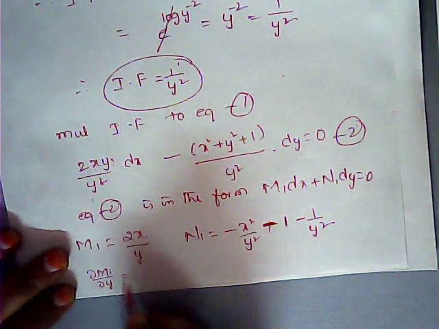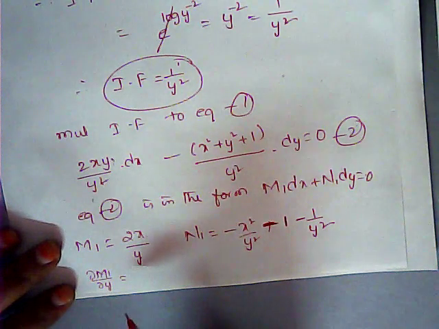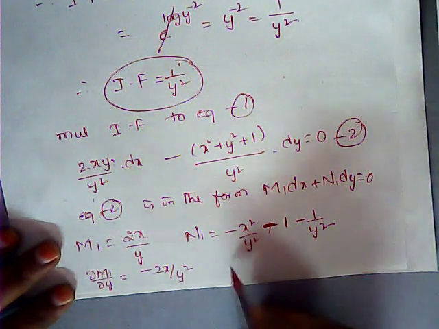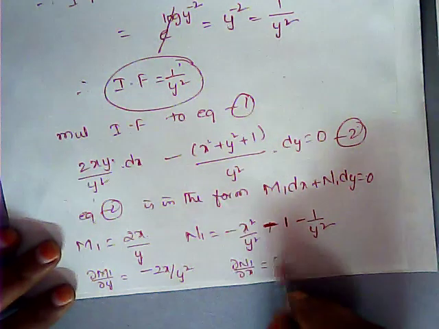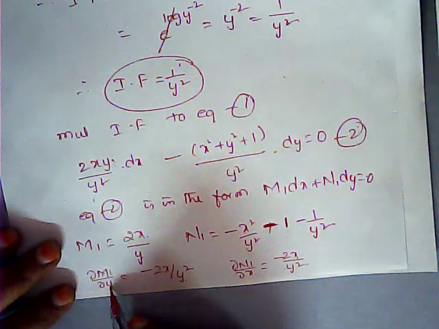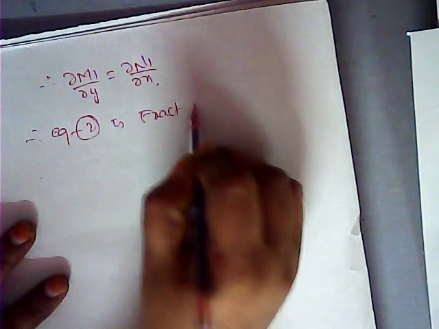Now coming to dou m by dou y and dou n by dou x. So dou m1 by dou y: what is the differentiation with respect to y here? 1 by y differentiation is minus 1 by y square, so it will be minus 2x by y square. In the same way, dou n1 by dou x: x square differentiation is 2x, so you will get minus 2x by y square. Therefore dou m1 by dou y is equal to dou n1 by dou x, so equation 2 is an exact differential equation.